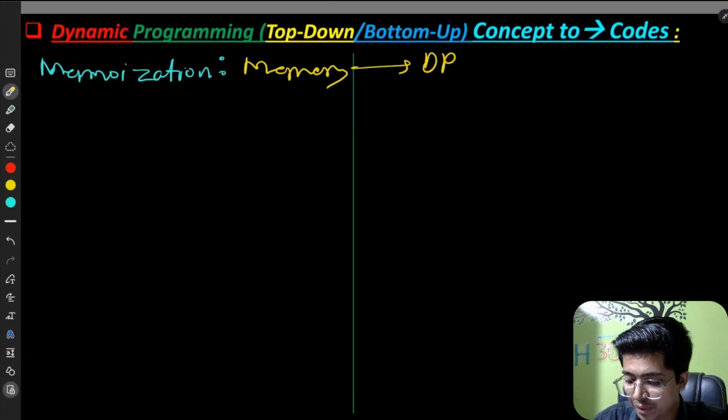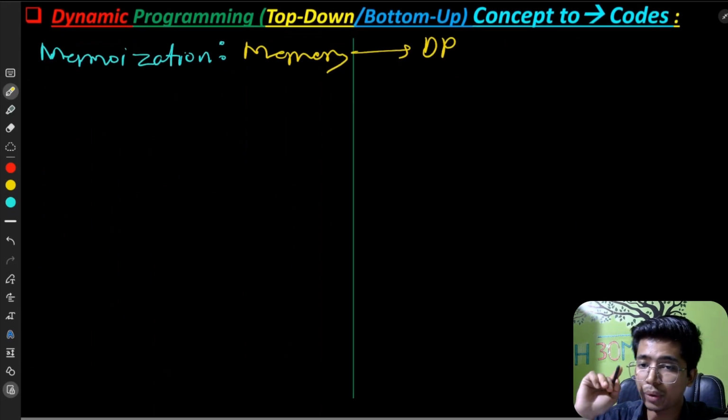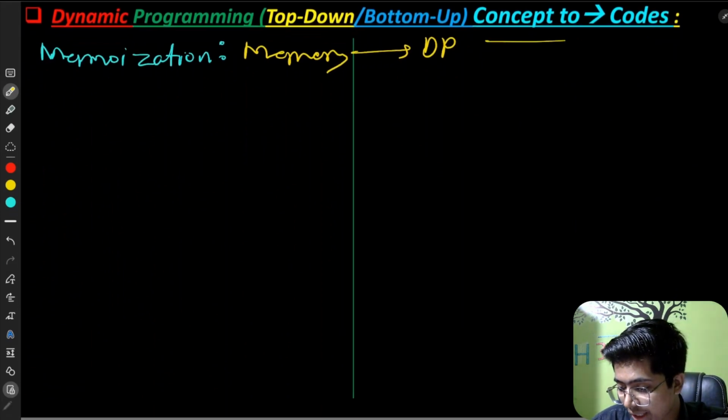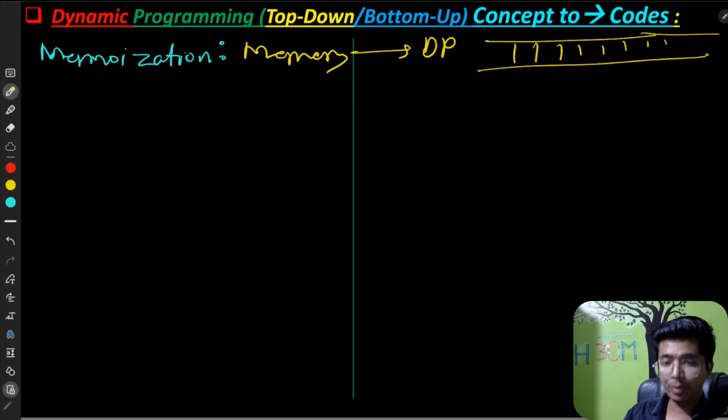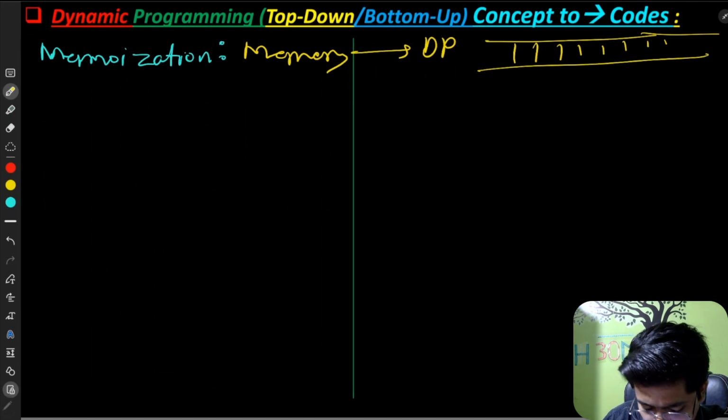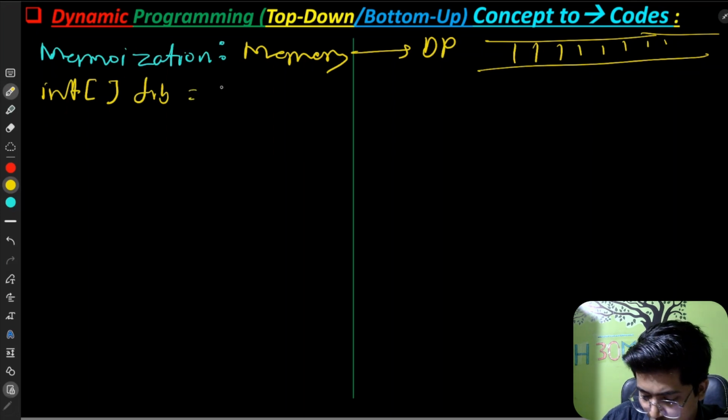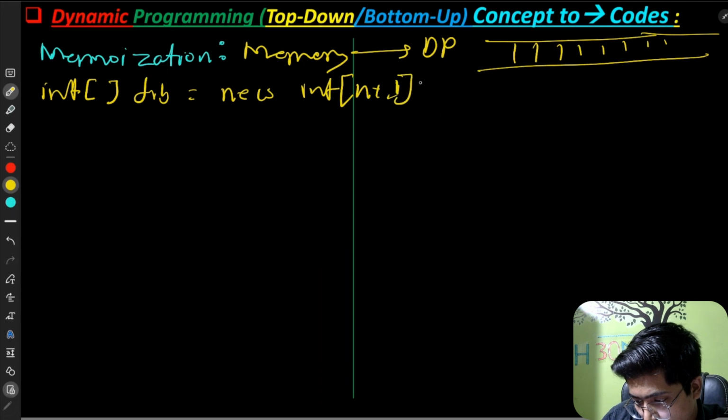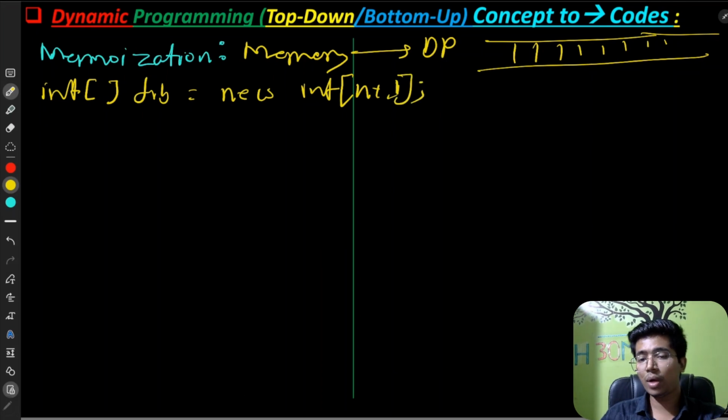Okay, so first, to memorize anything in a program, what we create is an array. So first we'll be creating an array to memorize for all the n+1 items. So let's declare an integer array Fibonacci. Integer Fibonacci equals new integer n+1. So now we declared memory, and now we'll be storing all the values in here.